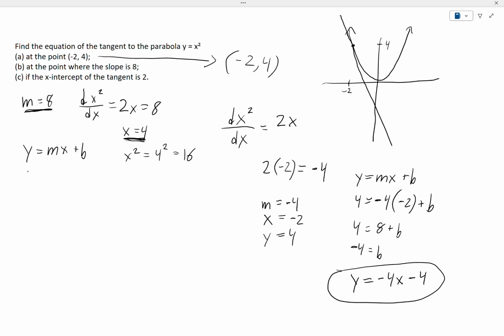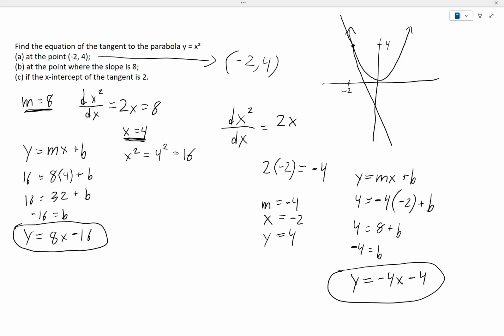So I know my y value is 16, so I'm going to plug in my y value, plug in my m value, plug in my x value, and I'm going to solve for b. So right here I get 16 is equal to 32 plus b. Subtract 32 from each side, and I end up getting negative 16 is equal to b. Now that we know what b is, we just write out the equation using m and b. And this is going to be the answer to part b.